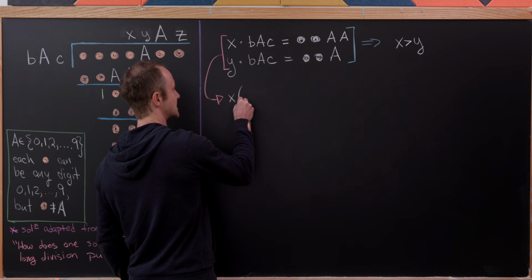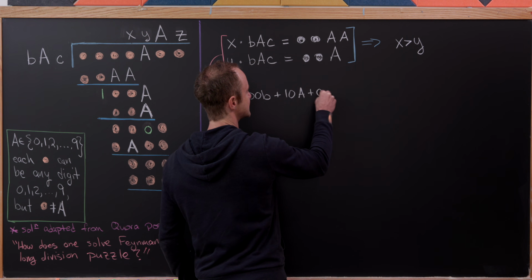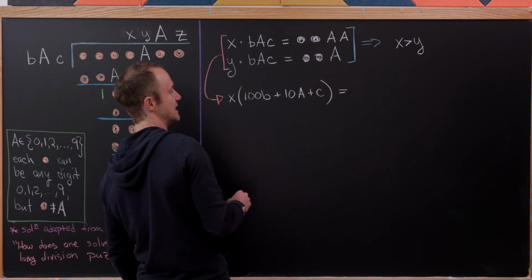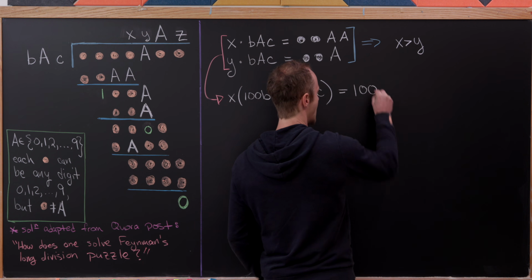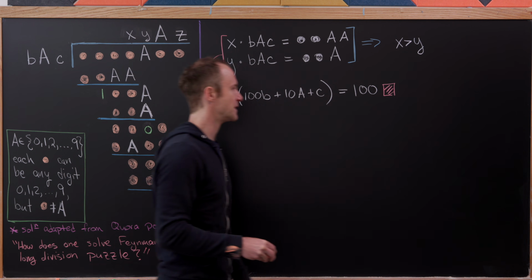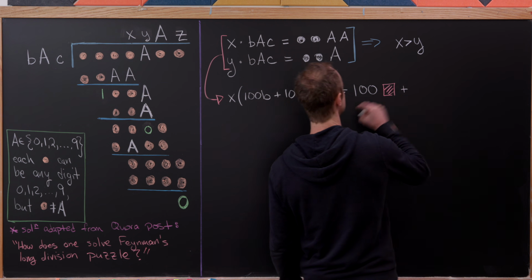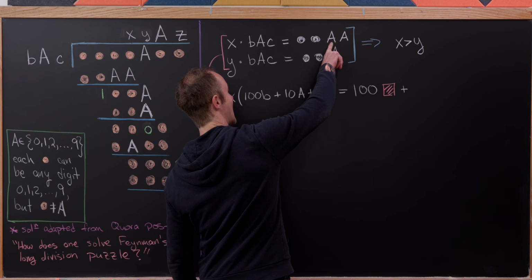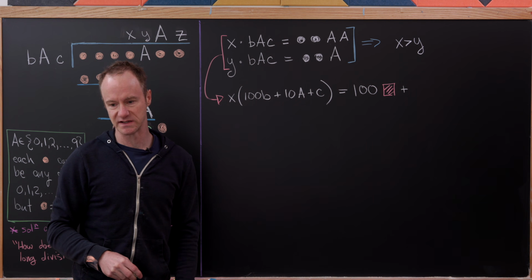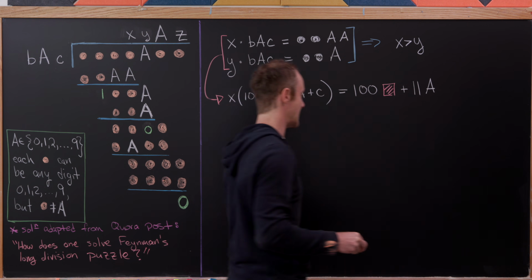So we've got x times 100b plus 10a plus c equals, well, we don't know what the first bit is, so I'm just going to write this as 100 times, well, some certain number that we don't know, but I'll just write that as this pink box, and then it'll be plus, well, this is representing 10a because it's a in the tens place, and then we've got an a in the ones place. So putting that all together, that is 11 times a.